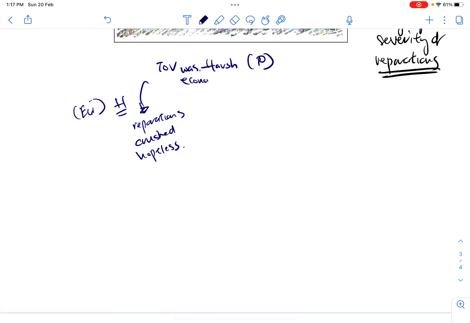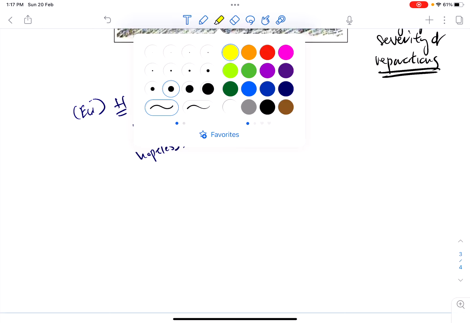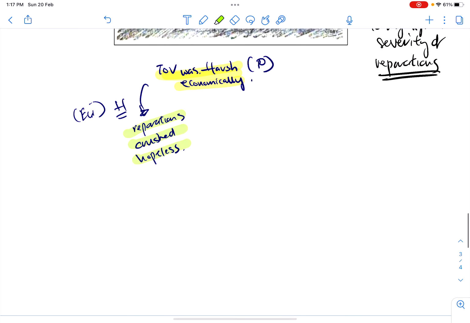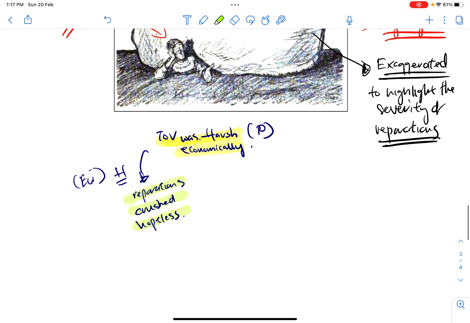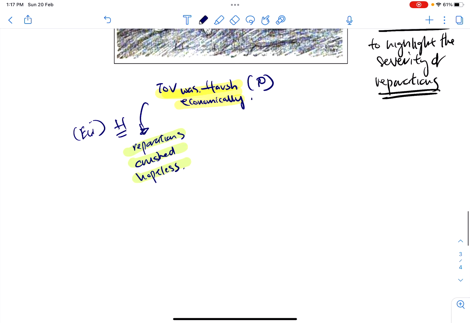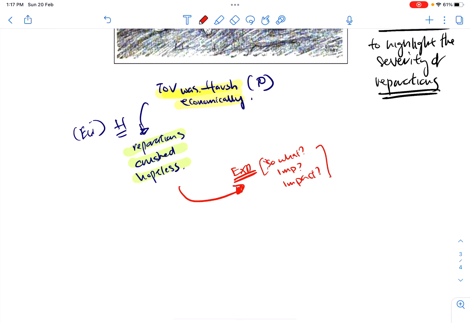Economically, TOV was harsh economically. Then your evidence, you have already picked out that I see the reparations. I see that they were crushed. I see that Germany was looking hopeless. Then think about this first, which is your explanation. How are you going to explain this? So it's talking about impact. Again, how to explain? You can use the words "so what", or think about the implications, think about the impact. In this case, you can say that the TOV is going to severely weaken Germany.